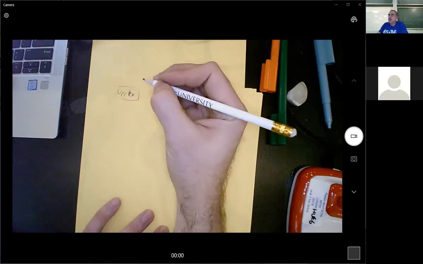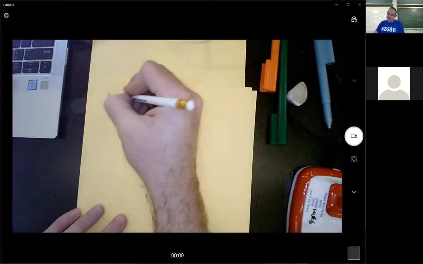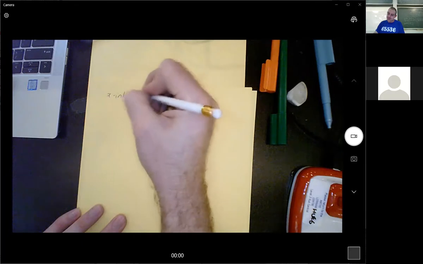Okay. No, I'm not going to do the vertex next. Come back to that. The x-intercepts. Am I going to do that? No, not going to do that either. I'm going to do something else.